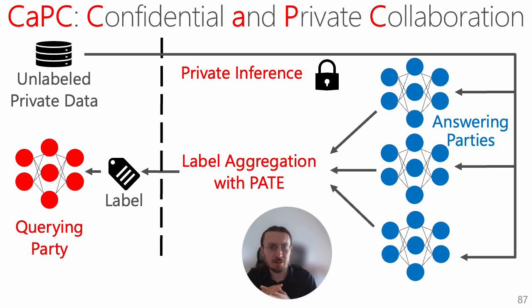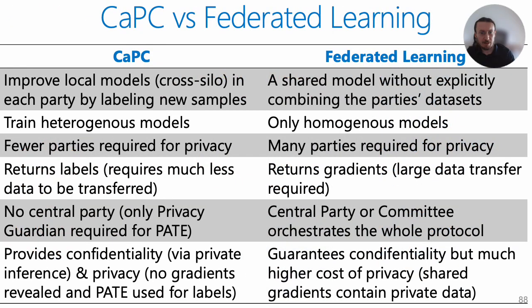Thus, what we discussed was how to provide data confidentiality with private inference via homomorphic encryption and secure multi-party computation. Second, we also showed how the noisy aggregation of labels provides privacy for training data in the answering parties. And now, to recap this lecture, we'll compare Capsi versus federated learning. So in terms of the final outcome, Capsi improves local models in each party, while federated learning trains a shared model and then wants to improve this global model that can then be used by all the collaborating parties.